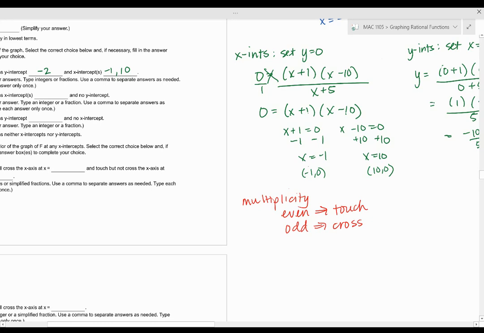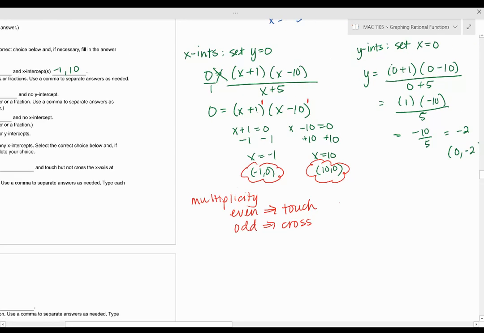Okay, so these were our zeros, our x-intercepts. Okay, so we need to look at their multiplicity. So you look at the degree on the factor where that 0 came from. So negative 1 came from this factor where the degree is 1, okay? And 10 came from this factor where the degree is also 1.